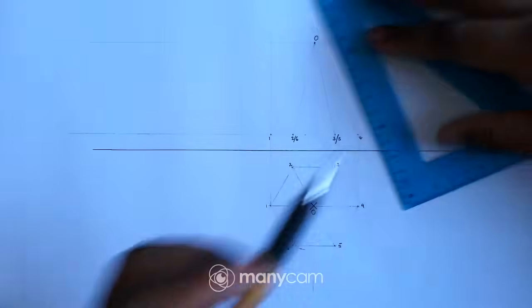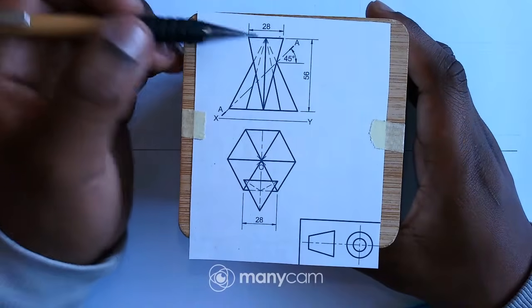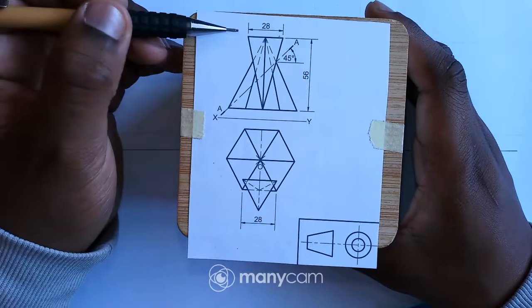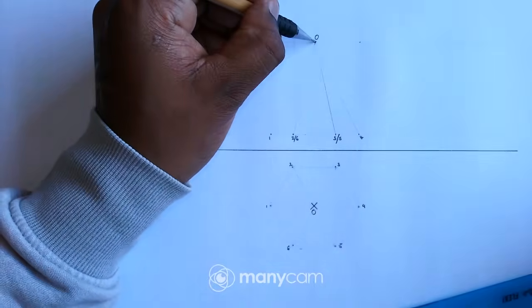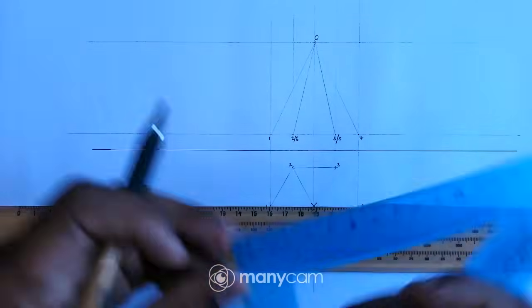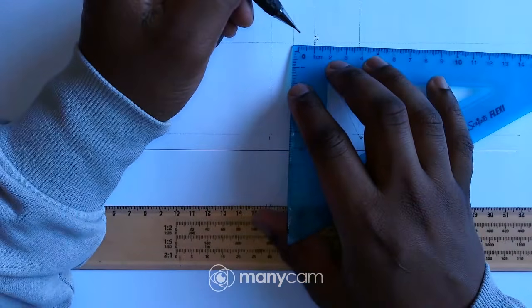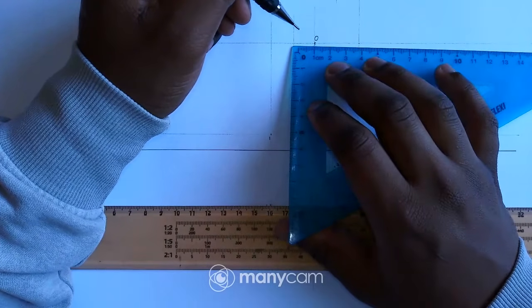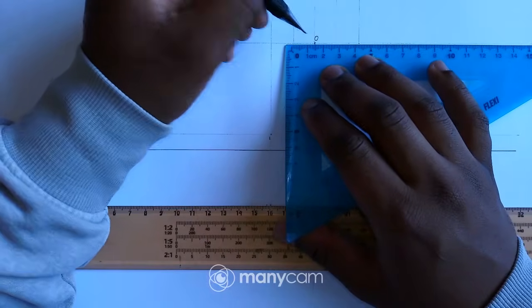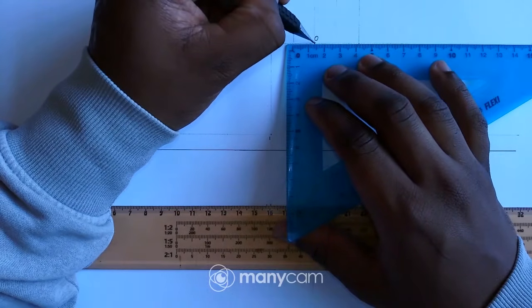Okay, so now let me just focus on the triangular pyramid. So the base there, the length of that side, it's 28. So from here I'll measure 28. So half of 28 is 14, right? So 14 on my left side from point O.